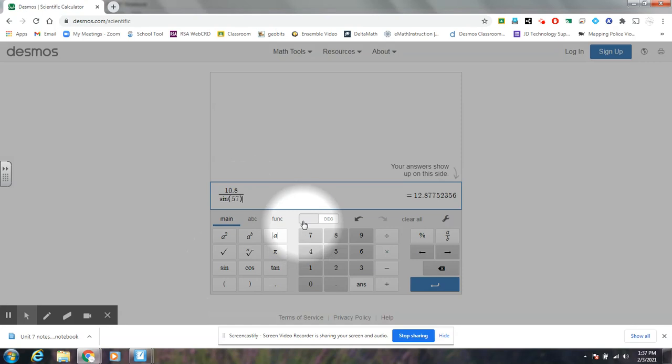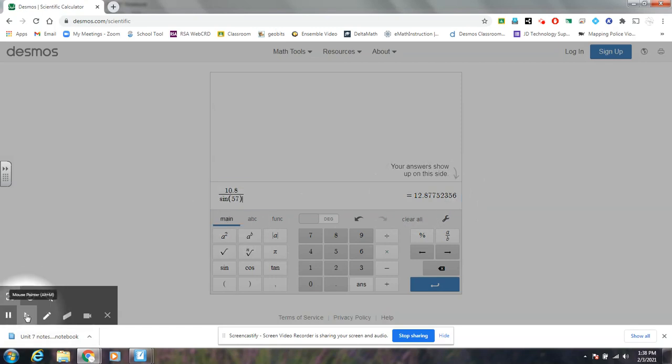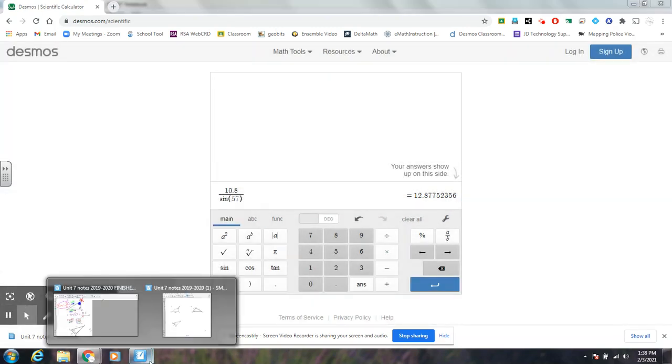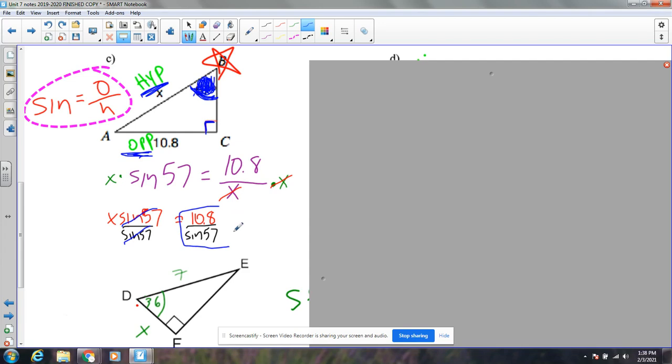And again, right here, you can see radian mode, degree mode. We need to make sure we're in degree. So my answer is 12 point, I forgot what I told you to round to. Let's call it 12.9. So there's my answer.